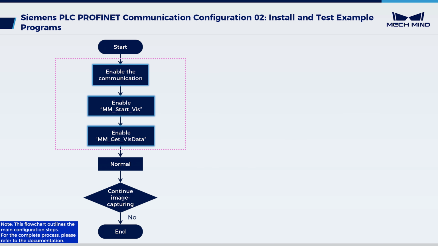Then, open the camera user data block. Drag the variable step number to the input of the comparison instruction. Here, assume that when camera user step number equals 2, Network 2 will be executed. After that, drag the Start Vision function block to Network 2, and place it right after the comparison instruction.